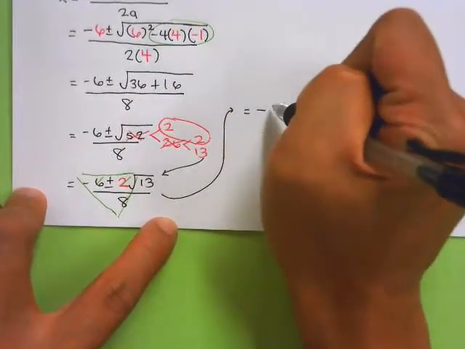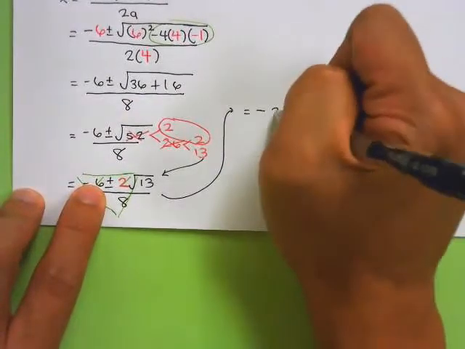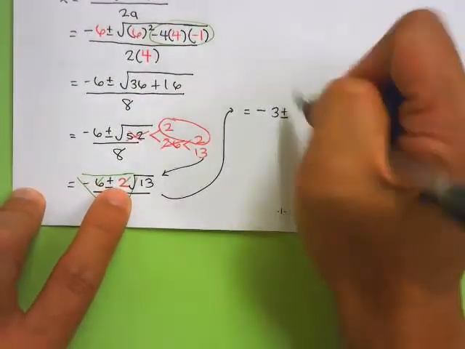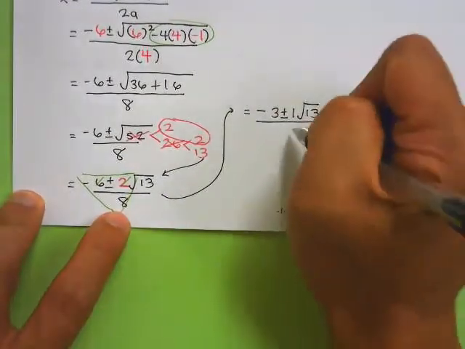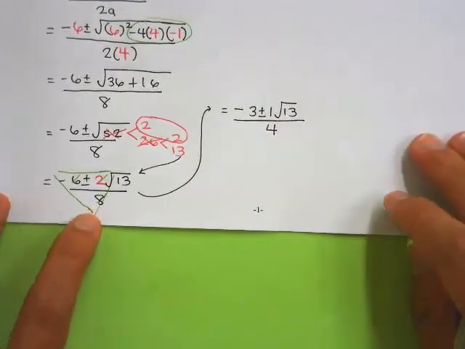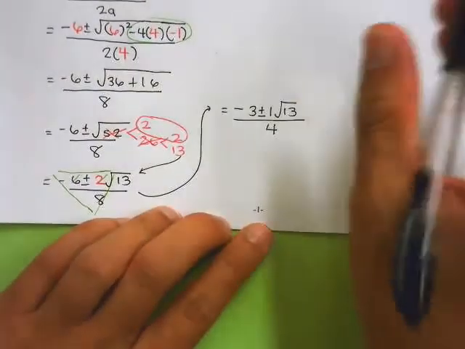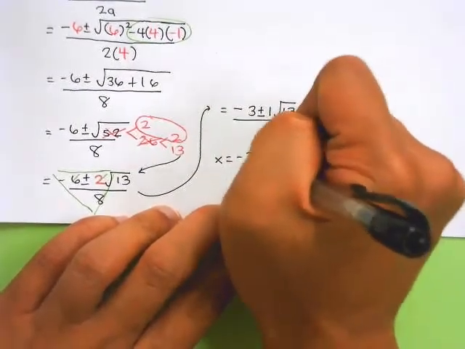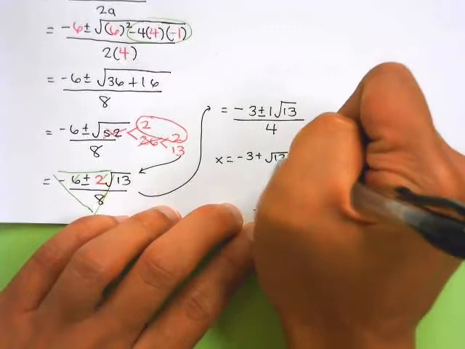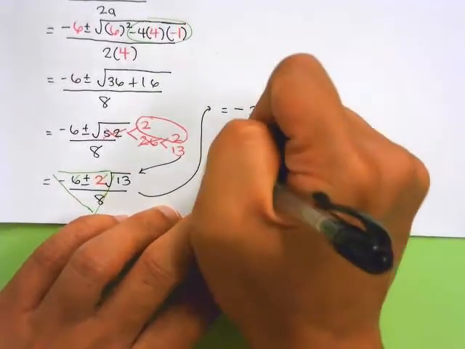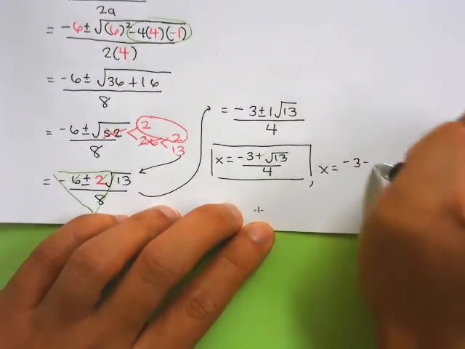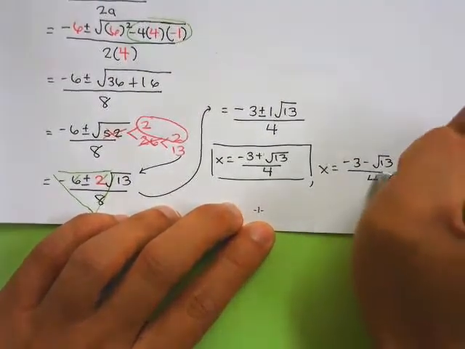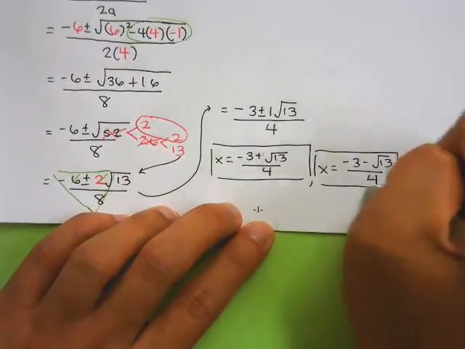So this is going to be negative. Okay, divide this by 2, it's going to be 3. Divide this by 2, it's going to be 1. And divide this by 2, it's going to be 4. Okay. And then from here, you can split this up. X equals -3 plus radical 13 over 4. And you don't have to write the 1 anymore. Or you can go x is equal to -3 minus radical 13 over 4.